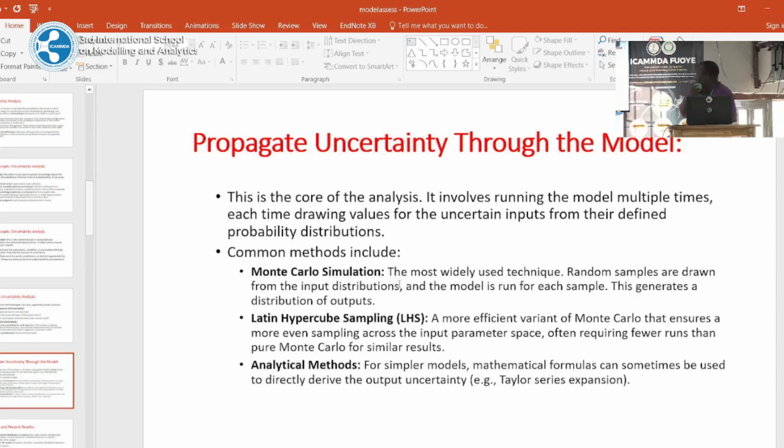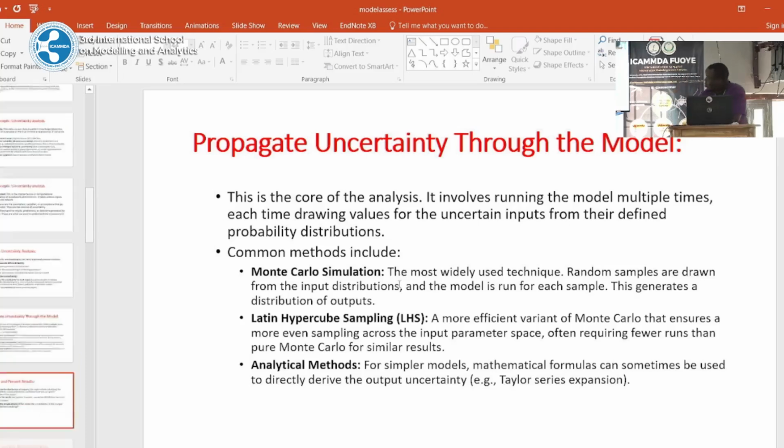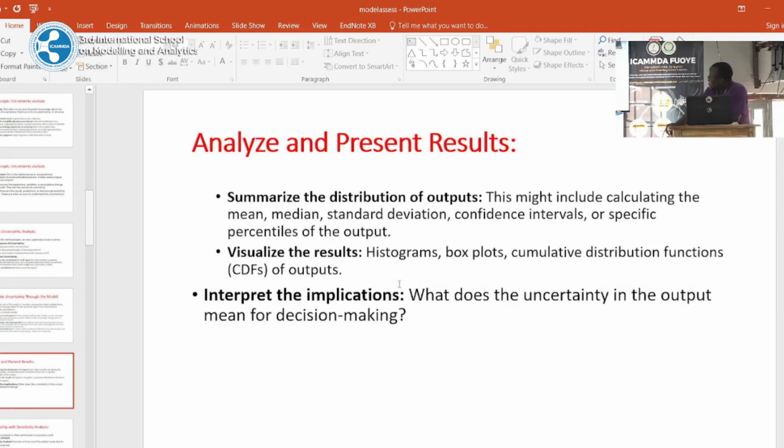Then, common methods include all of this: Monte Carlo simulation, Latin hypercube sampling, and analytical methods. For a simpler model, mathematical formulas can sometimes be used to directly derive the output uncertainty using Taylor series expansion. Now, we can analyze and present results, like summarize the distribution of outputs. This might include calculating the mean, median, standard deviation, confidence interval, or specific patterns of the outputs. And then we visualize with histograms, box plots, and cumulative distribution functions. And then interpret the implications.